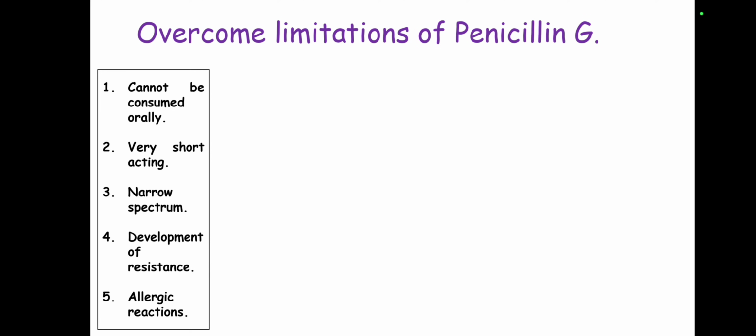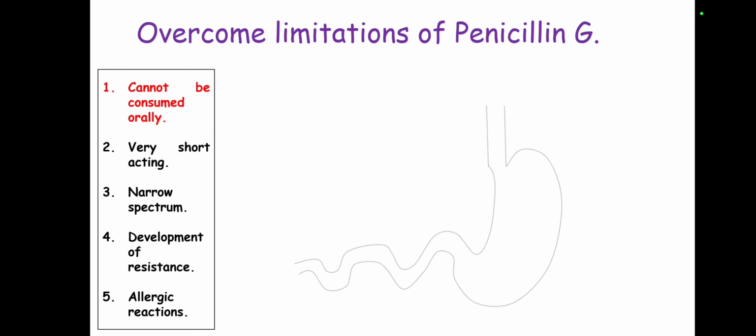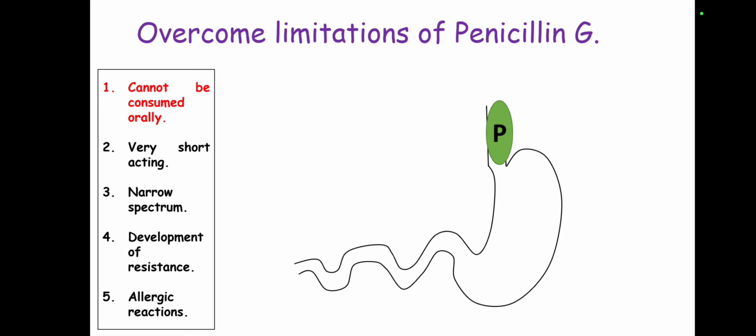Tackling the first problem, that it cannot be consumed orally. Now, what is the reason why it is not effective orally? The reason behind that is penicillin G is acid labile. Acid labile means whenever we consume penicillin G orally, it is destroyed, it is broken down by the gastrointestinal acid, hydrochloric acid. So acid can break it down, and when it is broken down, it cannot be absorbed. So this is the problem.